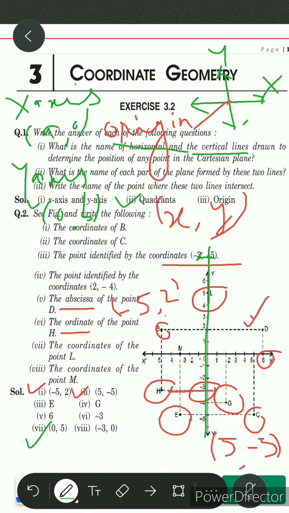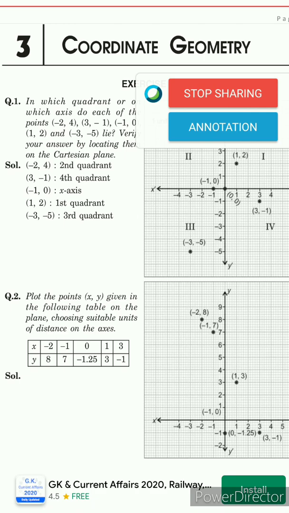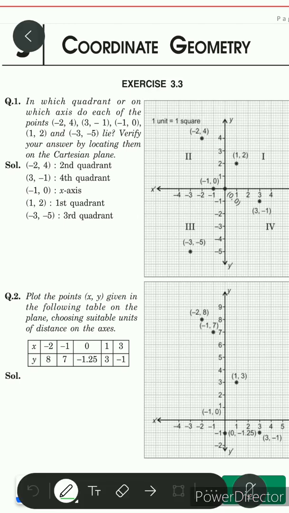Look at where is your M? Here it is. Minus 3 comma 0. It also lies on the x-axis. Let us now discuss NCERT exercise 3.3.